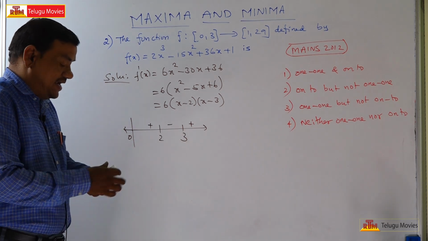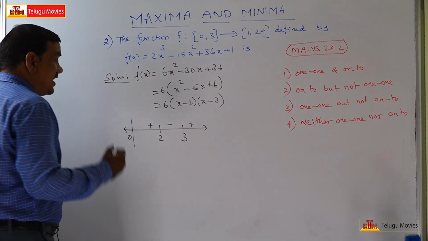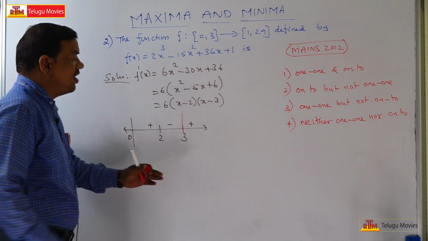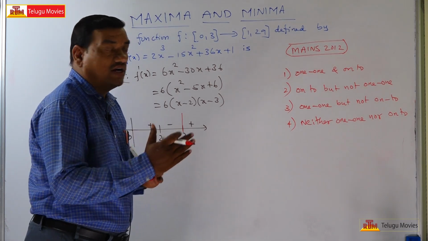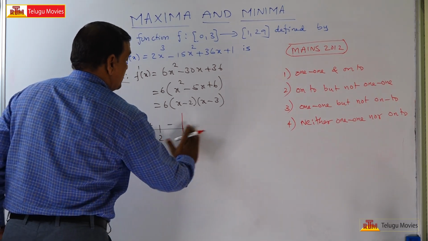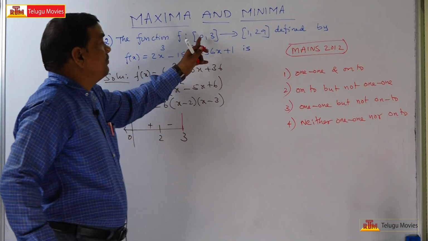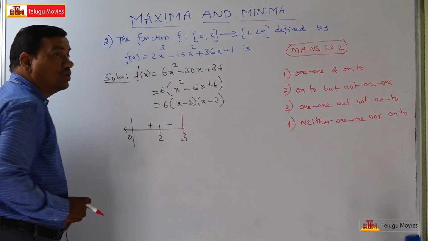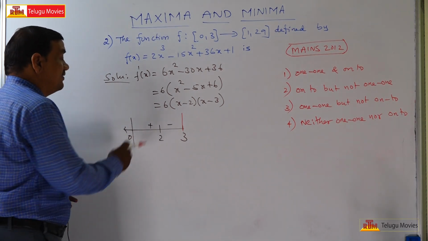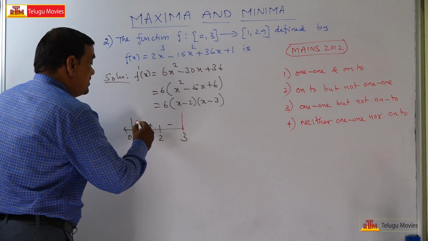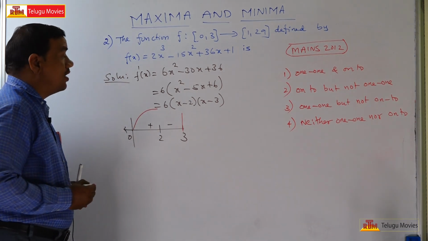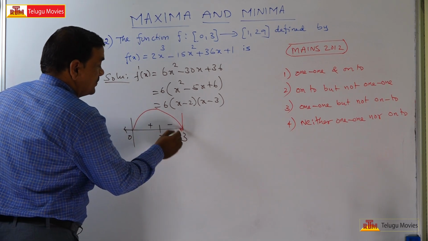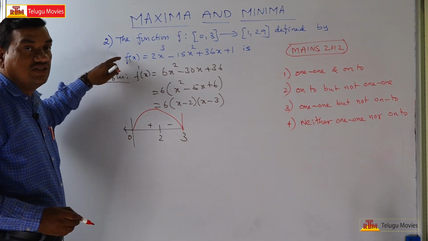That means I can draw the graph of this function like this. We are required only from 0 to 3. After 3 also it is increasing, so let us omit this, because our domain is from 0 to 3. From 0 to 2 the function is increasing. Now from 2 to 3 the function is decreasing. So this is the graph of this function.